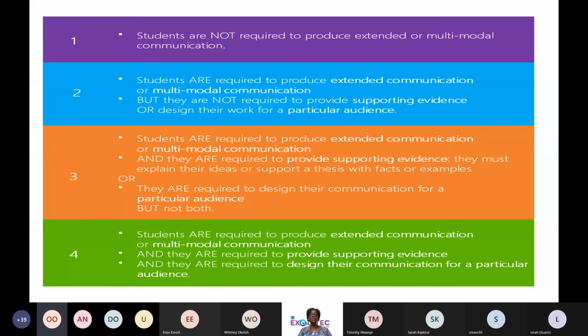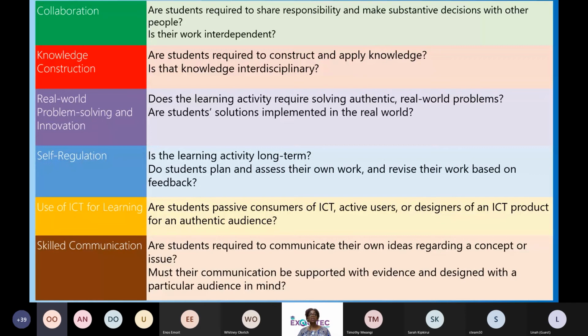And so this is just a snippet of the summary of all that we have said so far. Collaboration: are students required to share responsibility? Are they required to make substantive decisions with other people? And is their work independent? If you can answer yes to these questions, then collaboration is existent in the activity. Are the students required to construct knowledge and apply the knowledge that they have constructed? And is this knowledge interdisciplinary? If you answer yes to these questions, then you know knowledge construction has taken place.